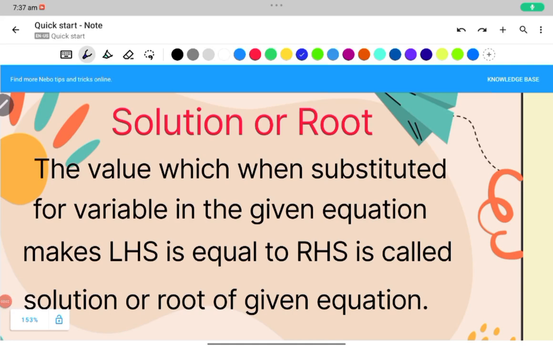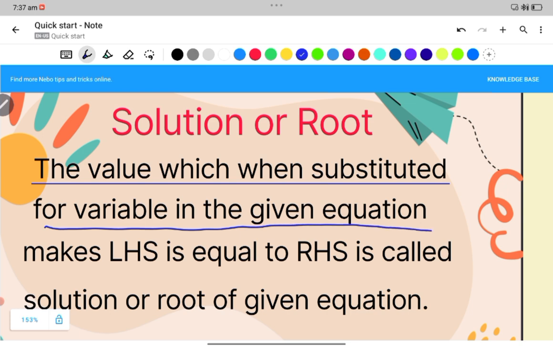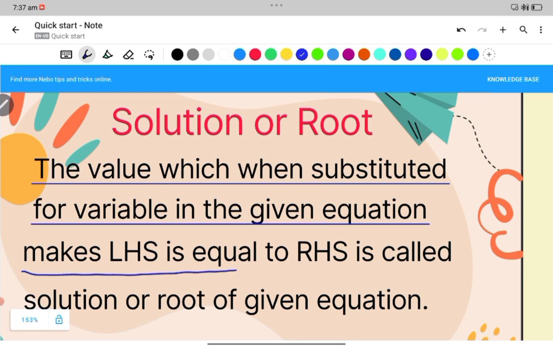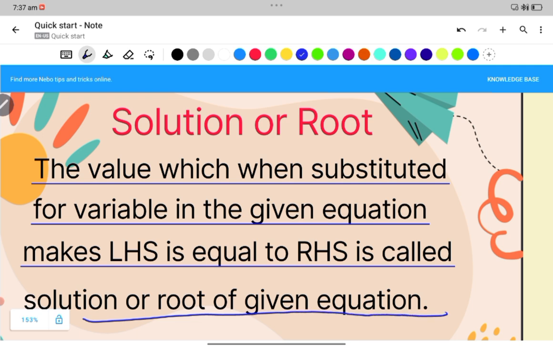Solution or root of the equation. The value which, when substituted for a variable in the given equation, makes LHS equal to RHS is called the solution or root of the given equation.